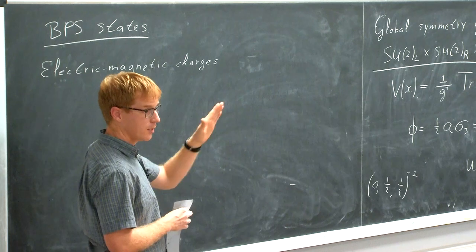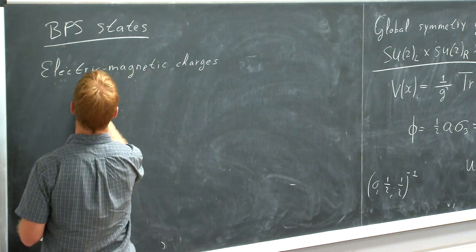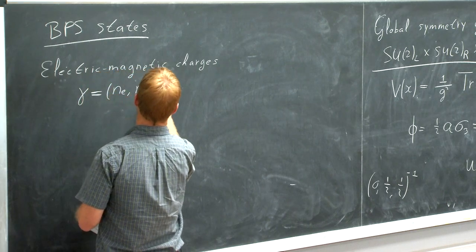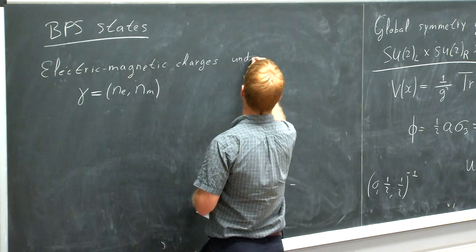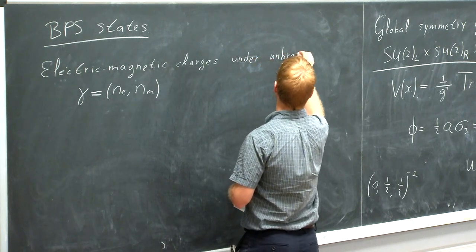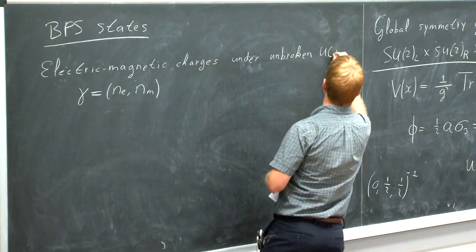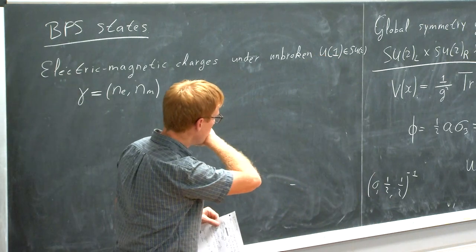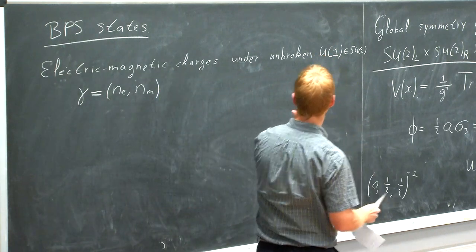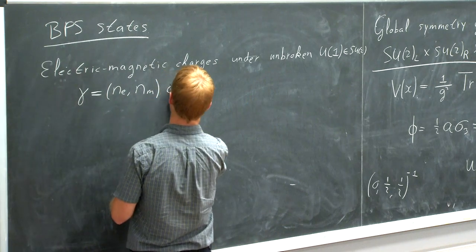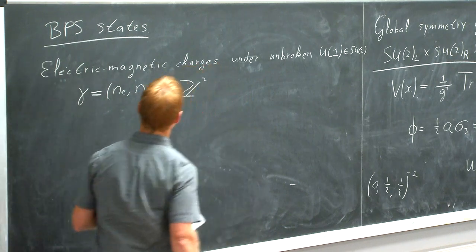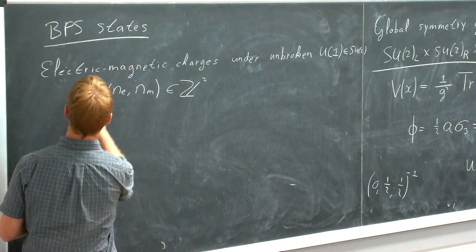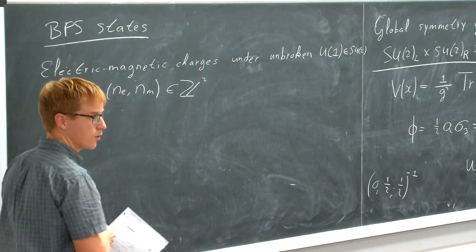we have one set of integers gives us electric charge, and one set of integers gives us magnetic charge. And so this is under unbroken U(1) in SU(2) on the Coulomb branch where U is non-vanishing. Okay, so these are two integers which in principle can take any value, and we have the notion of a central charge or a complexified mass.